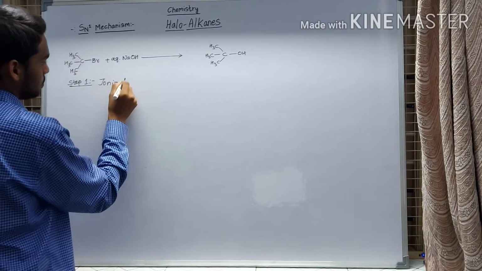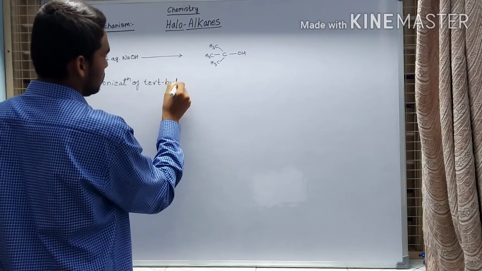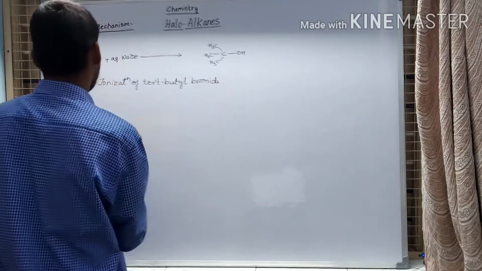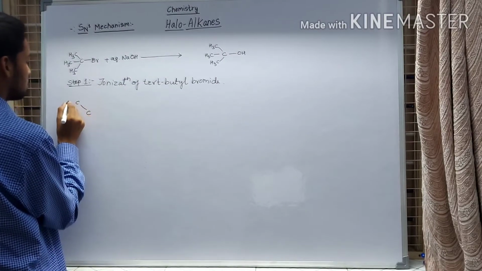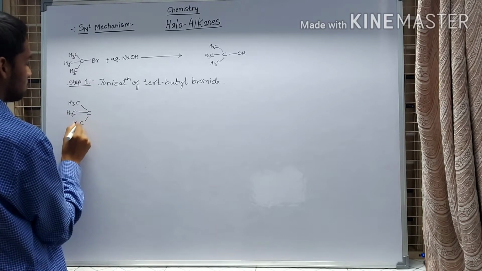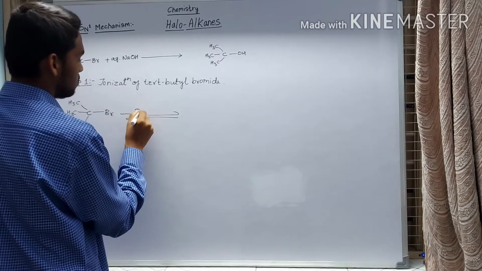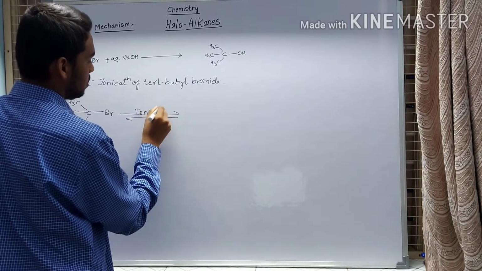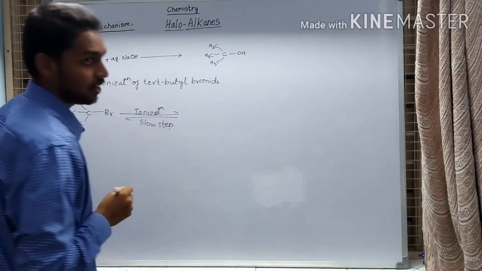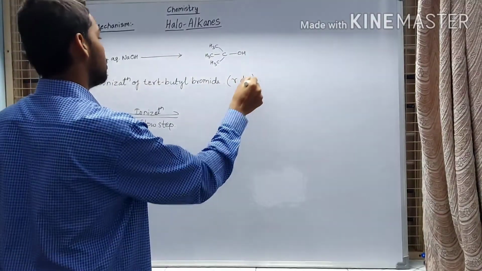The first step, step number 1, goes in this way: ionization of tertiary butyl bromide. This is the first step. Then it is going to undergo ionization. Remember, this is a slow step. We always know that the slow step is the rate determining step of the reaction. So you can also write it as RDS, rate determining step.